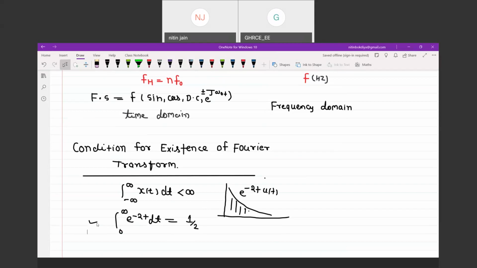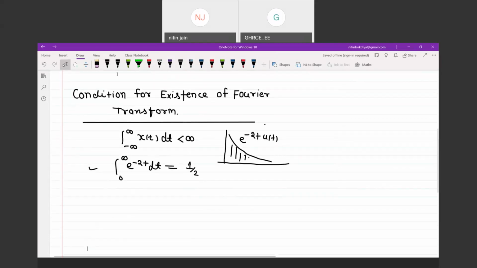But suppose a function is given like this. Suppose a function is tan of omega naught t. When omega t is equivalent to pi by 2, its value is infinity.